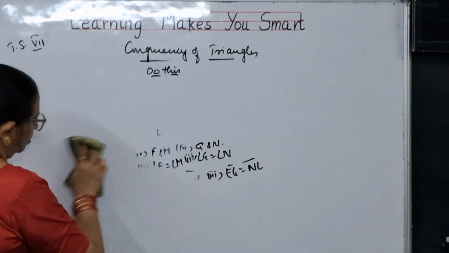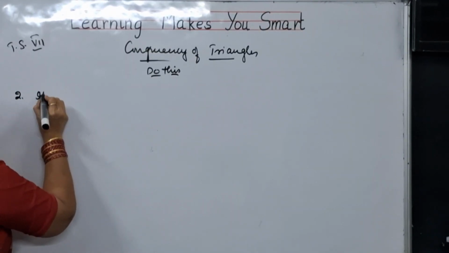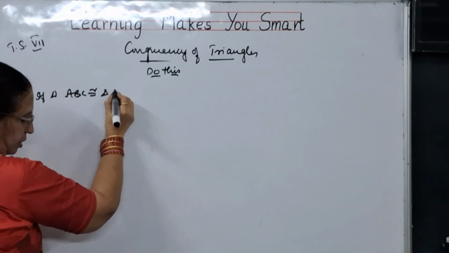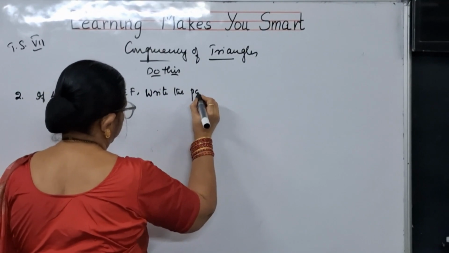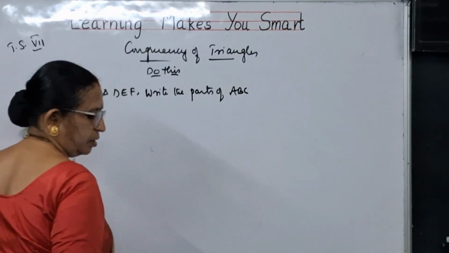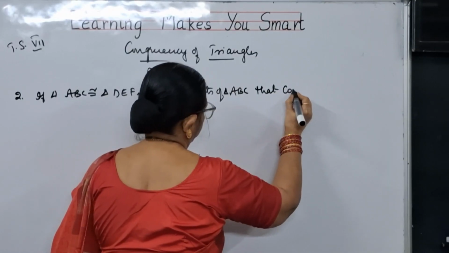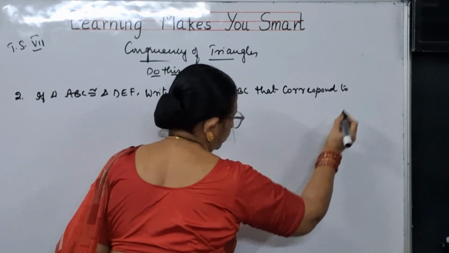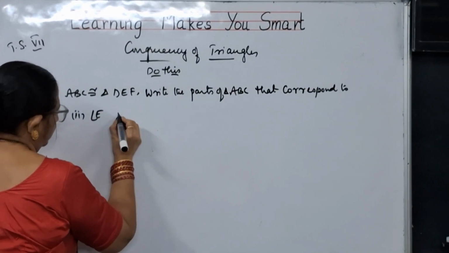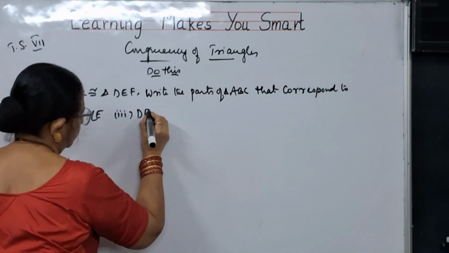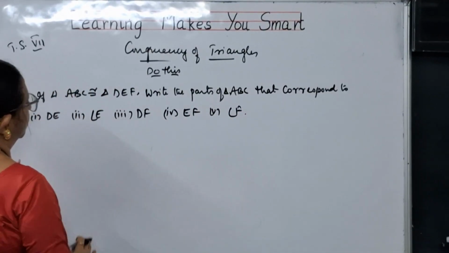Now let us see the second problem. If triangle ABC is congruent to triangle DEF, write the parts of triangle ABC that correspond to: first one DE, second one angle E, third one DF, fourth one EF, and fifth one angle F. So we have to find their corresponding sides.